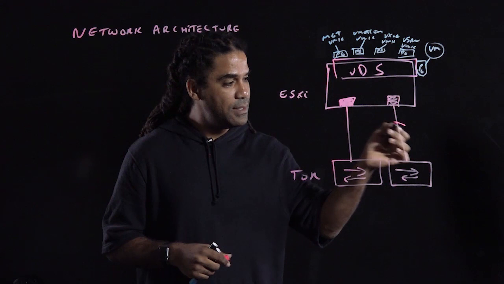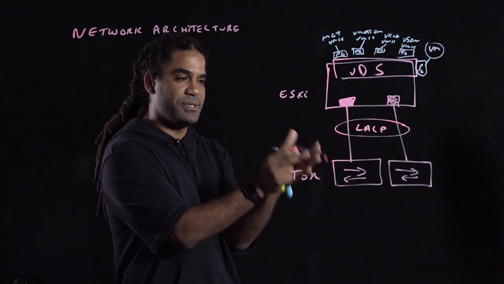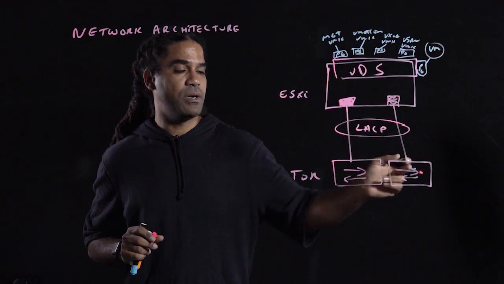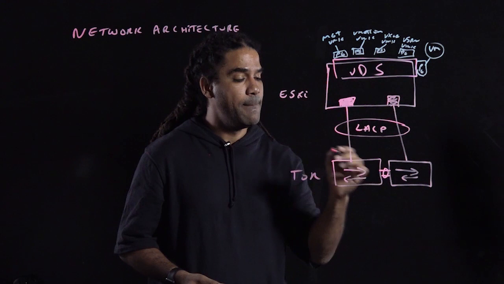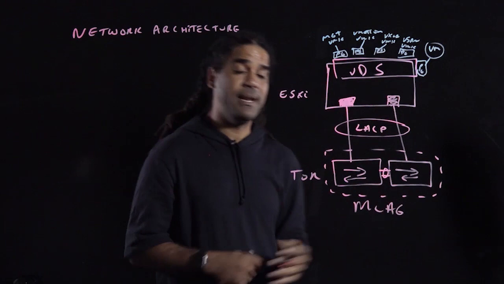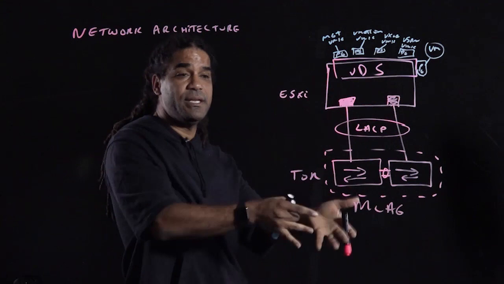LACP. But that presents a potential problem because you have two switches. And LACP doesn't work across two switches unless you lie to LACP and you create a multi-chassis link aggregation, an MLAG. Now you can do LACP. So this is what the design should look like, or I recommend that it looks like this.